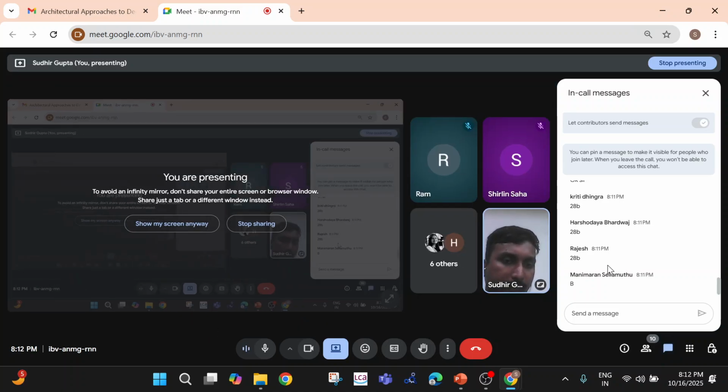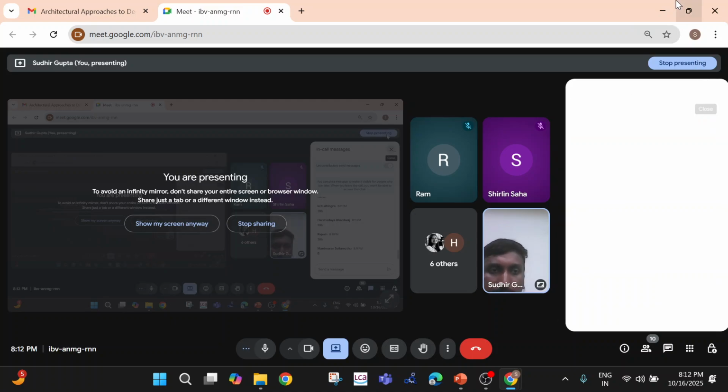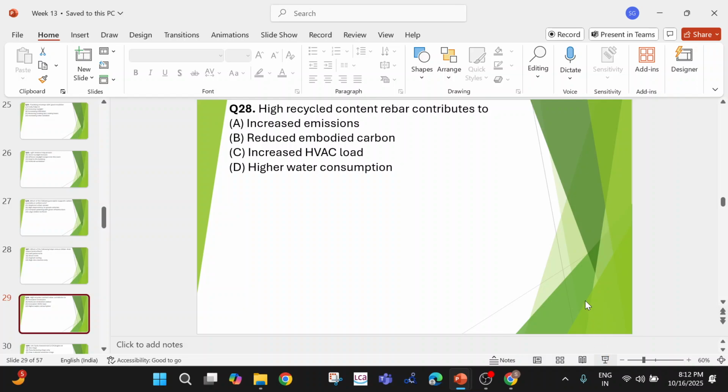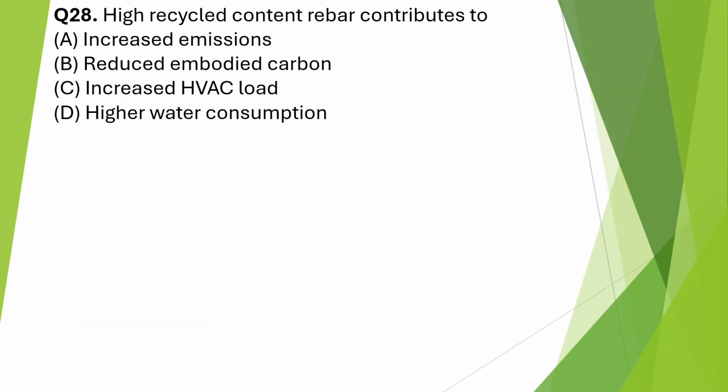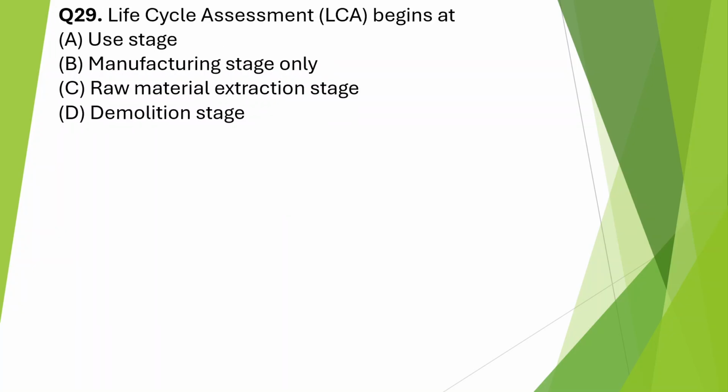So as I can see, most of you have answered it as B. So B is the correct answer, guys. High recycled content will contribute to reducing embodied carbon. Fine, because the cost, the fuel and the transportation, all these things will be reduced when you are utilizing recycled content. That's why the embodied emissions will be reduced. Correct. Let us move to the 29th question.